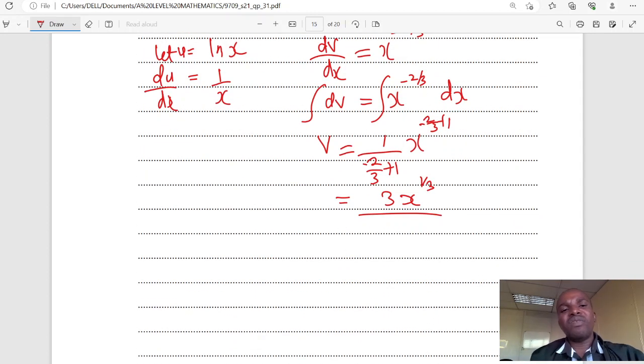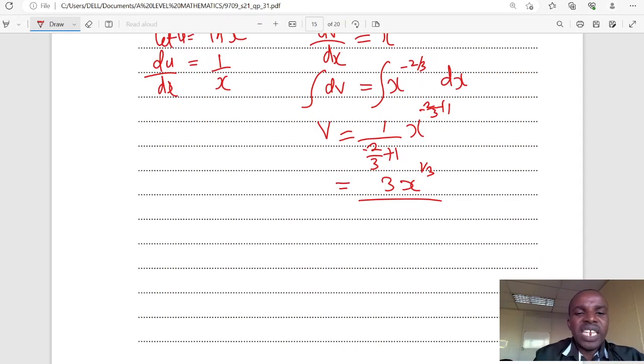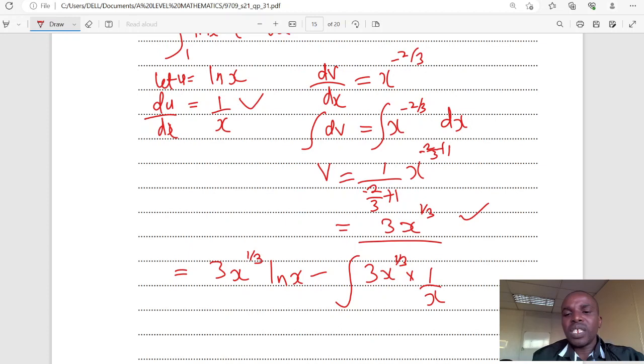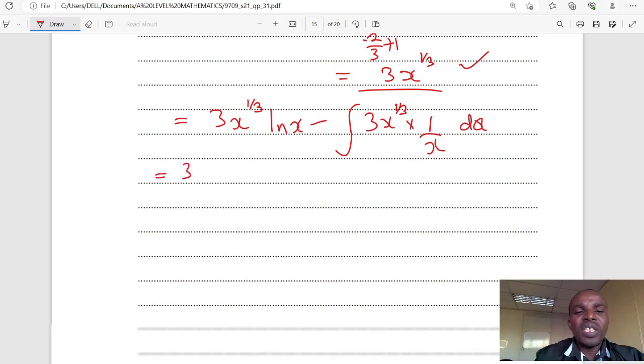Right, now I have my u, my v, my du dx, and my dv dx, everything I have now. So I can say the solution will be uv. My u is ln x, then v is 3x to the power 1/3, then ln x. Then minus the integral of v du dx. So my v is 3x to the power 1/3 times du dx, which is 1 over x, then dx.